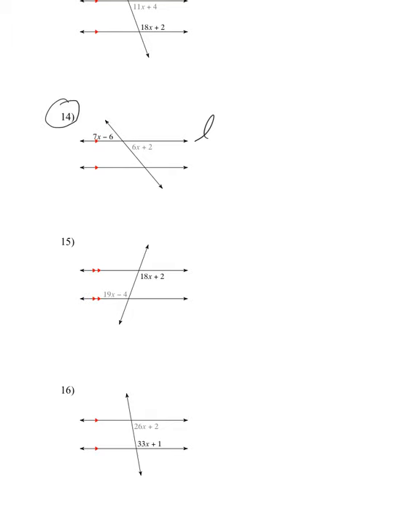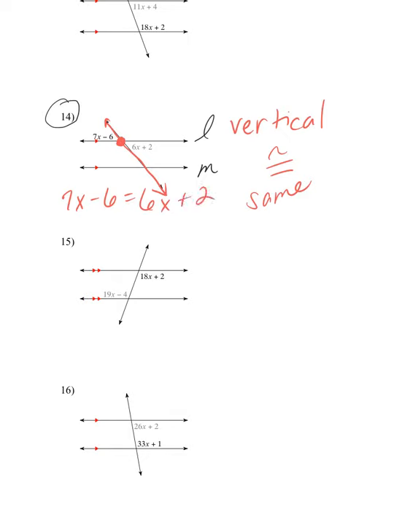Parallel line L, parallel line M. Your transversal is this line. What kind of angles are 7x minus 6 and 6x plus 2? Because they have a common endpoint, kind of. They are congruent. So basically they're going to be the same angle. So I can say 7x minus 6 equals 6x plus 2 and solve for x.